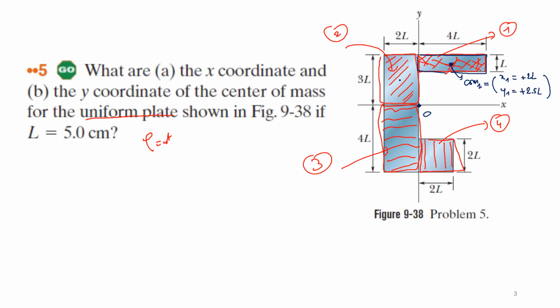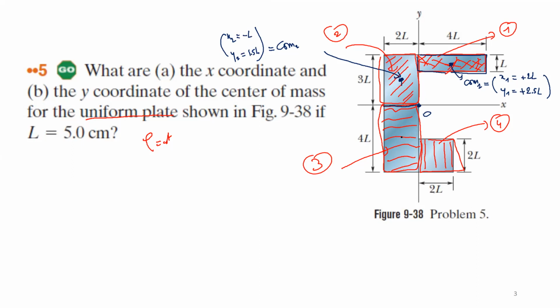Now part 2, where is the center of mass of part 2? It's right here in the middle, as you can see. So I'll say, what is the center of mass of part 2? And of course, I'll put the x2 and y2. So x2, if this is minus L, this is minus 2L, so x2 is minus 1L. And y2, of course, this is 3, so it's half 3, so plus 1.5L.